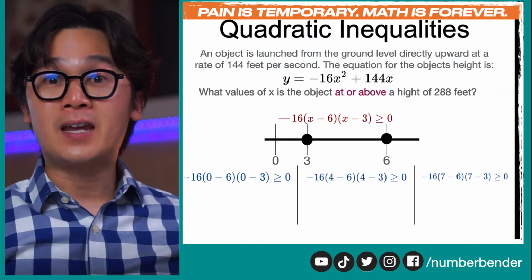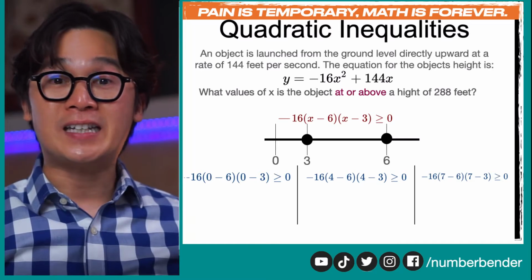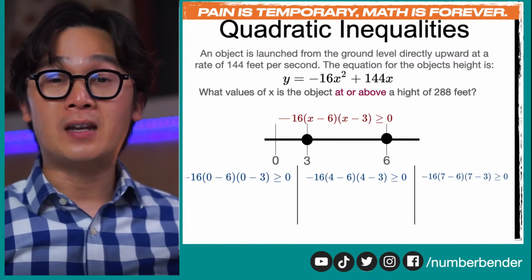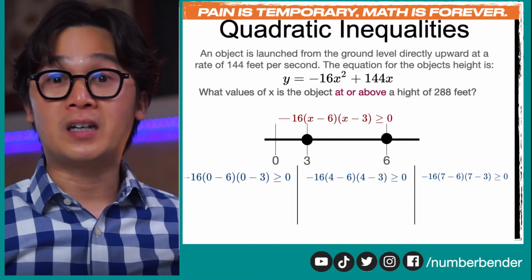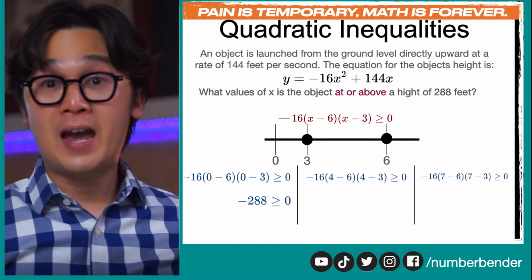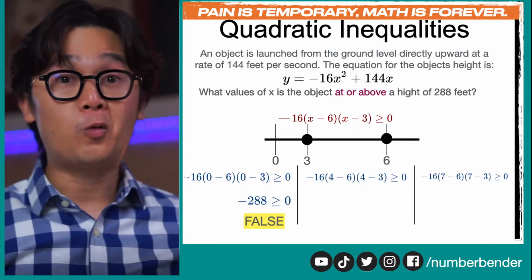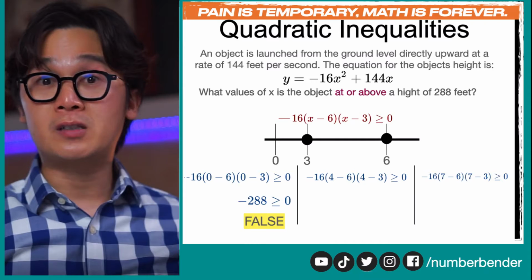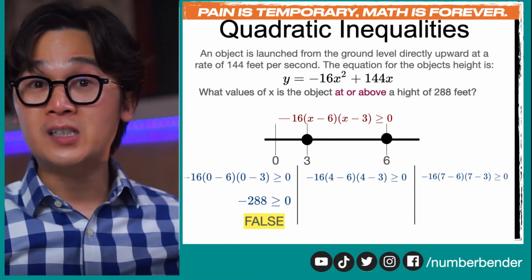For anything to the left of 3, I chose 0 as my value of x and see if it's going to be a true statement, where the answer should be a number greater than or equal to 0. By doing so, we have negative 288. Is that greater than or equal to 0? We know that it's false because a negative number will always be less than 0. So for our first interval, anything to the left of 3 or less than 3, there is no solution.